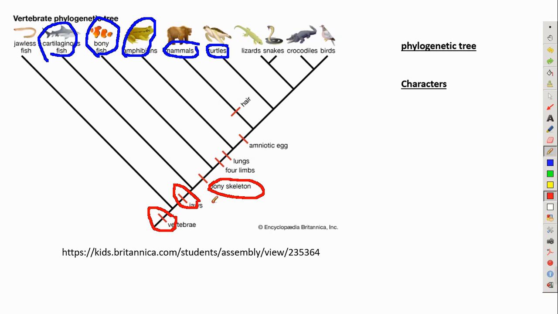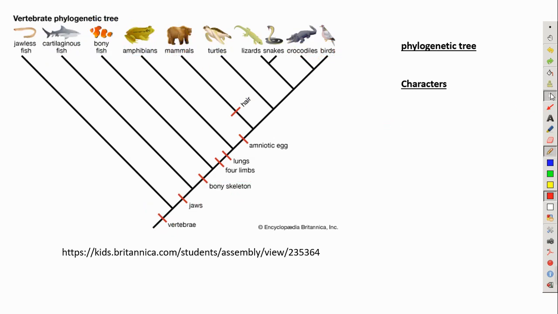For example, from this tree we can see that crocodiles are more closely related to birds than they are to mammals, for example. If we were to compare this to a family tree, basically birds and crocodiles could be cousins, and mammals would be very, very distant cousins. So in terms of relationships, crocodiles will be more closely related to birds than they are to mammals.